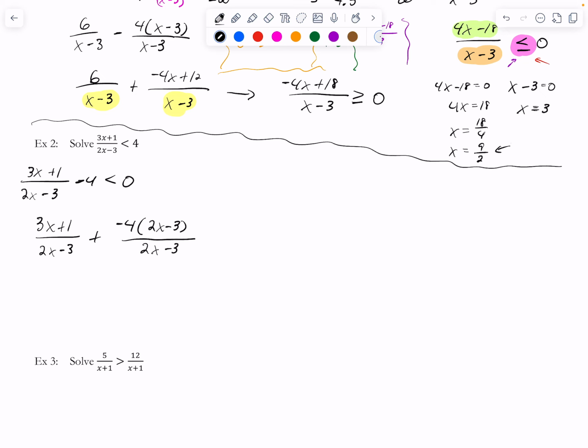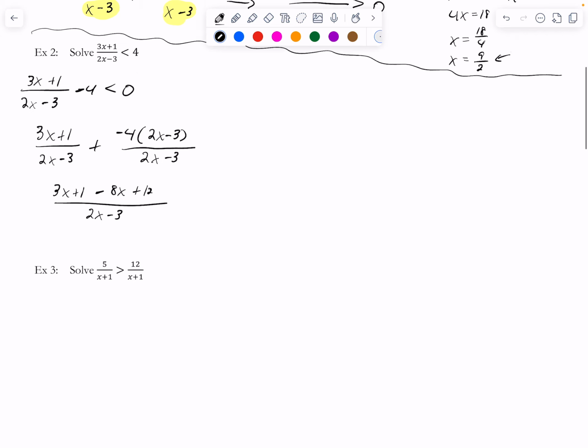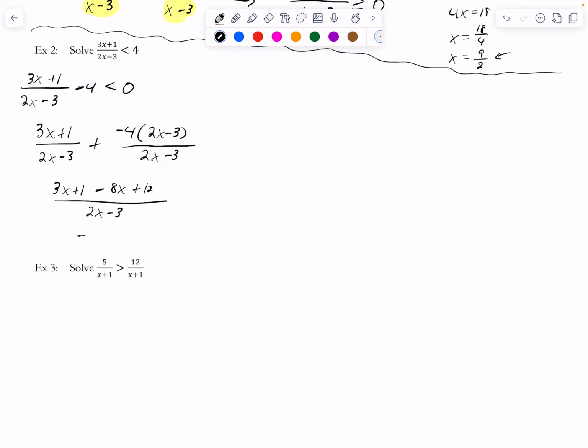Ultimately, I need to get the same denominator. So that's 3x plus 1, minus 8x plus 12 over 2x minus 3. Adding the stuff on the top, that's negative 5x plus 13 over 2x minus 3. Like I did before, right now this is less than 0.